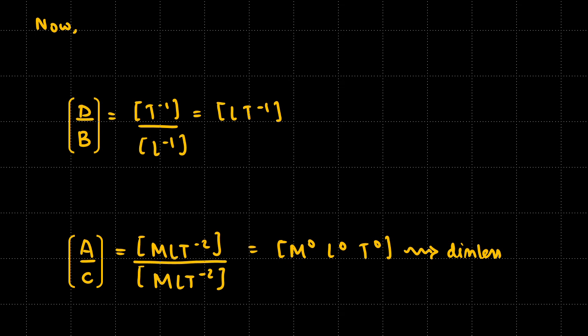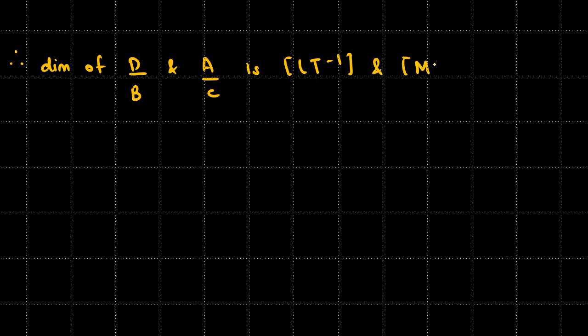So now let's conclude the question. Therefore, the dimension of d by b and a by c is LT minus 1 and M0 L0 T0 respectively. The dimension of a by c is actually dimensionless.